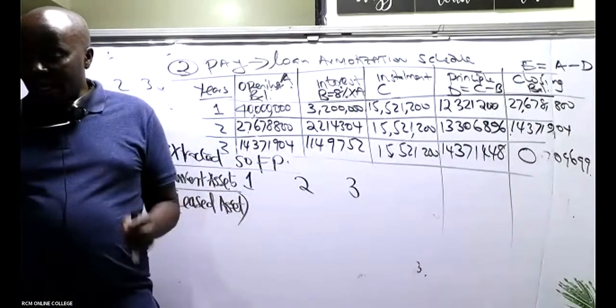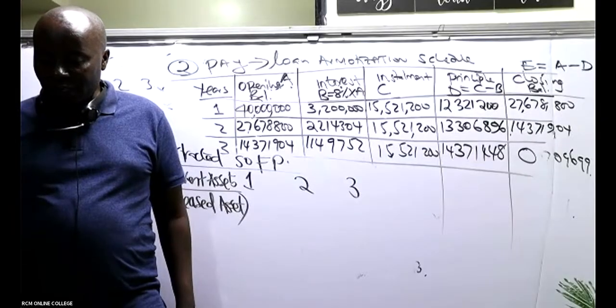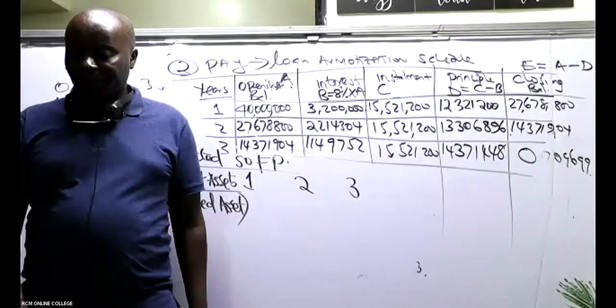Someone has asked a question: where did that gain on disposal come from? Thank you very much, Irene, for jumping in. Remember, we were told that this thing was sold for 40 million, and yet it had a carrying amount of 14. Look at that gain: 40 minus 14, which gave us 26.